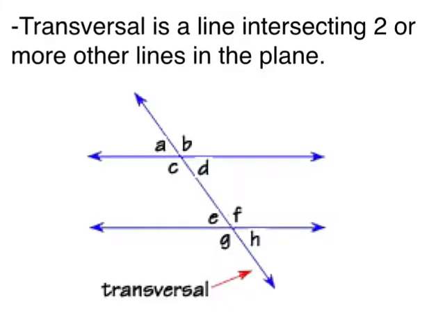Okay, here's a transversal. It is a line intersecting two or more other lines. So this line right here down the middle, cutting through these two parallel lines, is the transversal. Also, another thing to know is that these four angles on the inside, these are called interior angles.